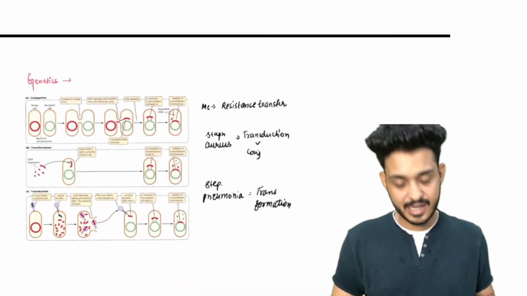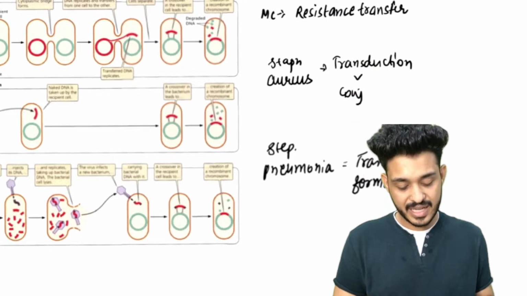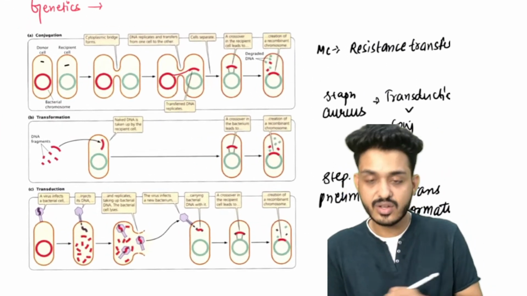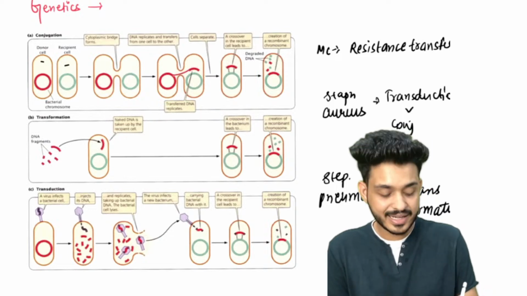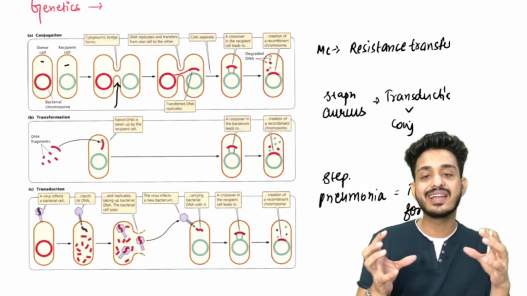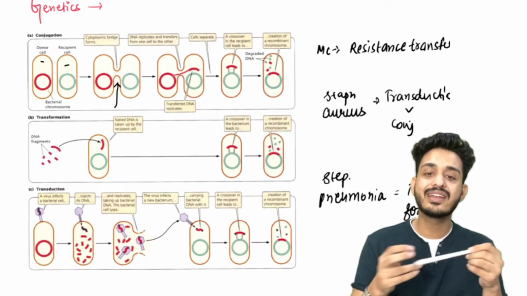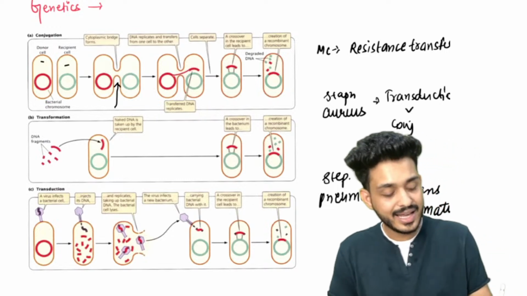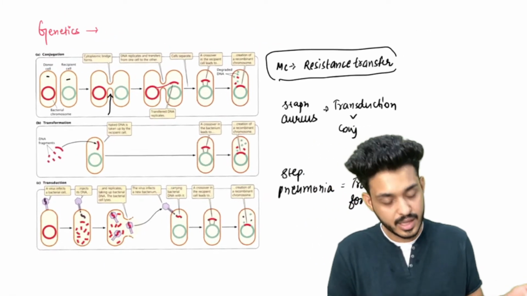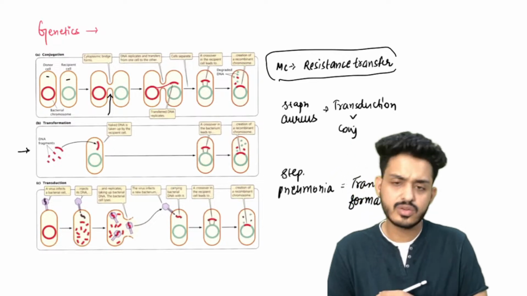Okay, let me show you how transduction happens. This is about genetics. This is a single cell, and this is another cell. These two bacteria are forming a sex code in between, and that is known as pili. This is the most common method of resistance transfer in bacteria. Okay, the second one is transformation.